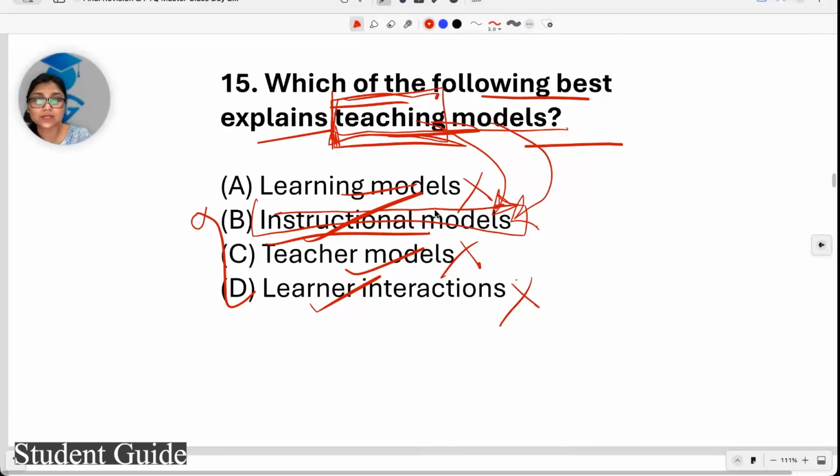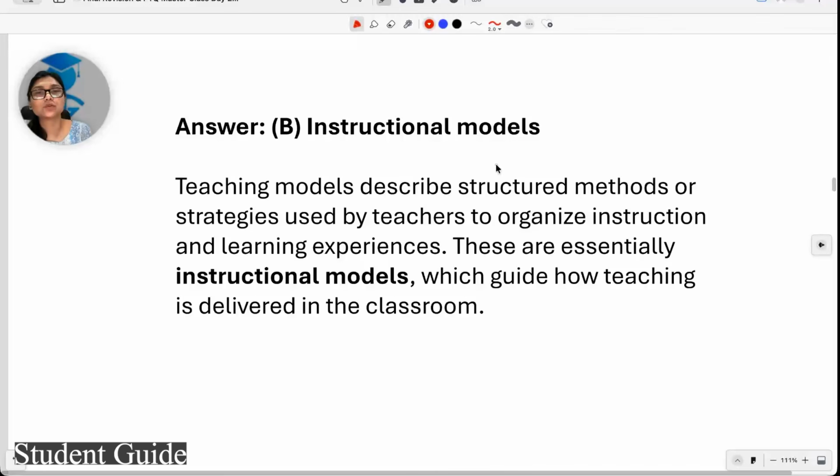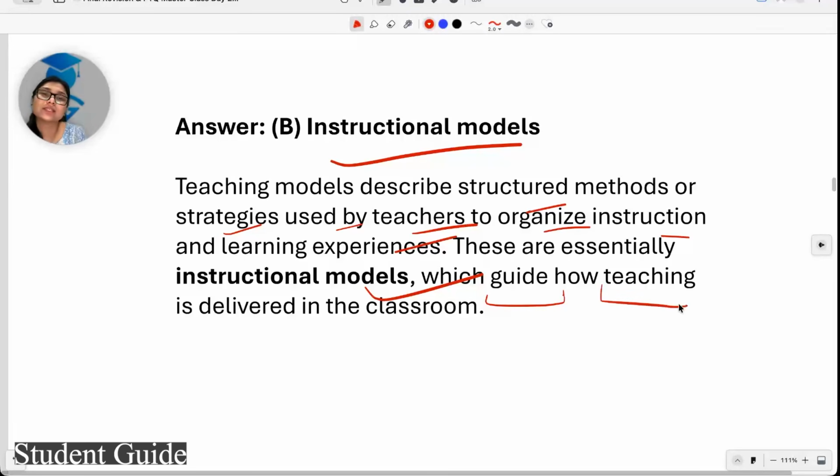We have an explanation slide of the same. As you know, instructional models, teaching models describe structured methods or strategies used by teachers to organize instruction and learning experiences for the students. So these are essentially instructional models. Whenever you see teaching model, you need to remember this one. This is basically a guide or a practice for how teaching should be delivered in the classroom. That is very important, because in future, after clearing SLET, you are also going to be a teacher.